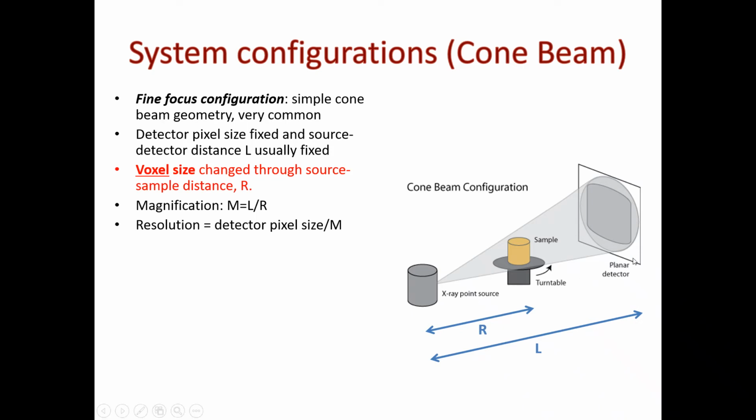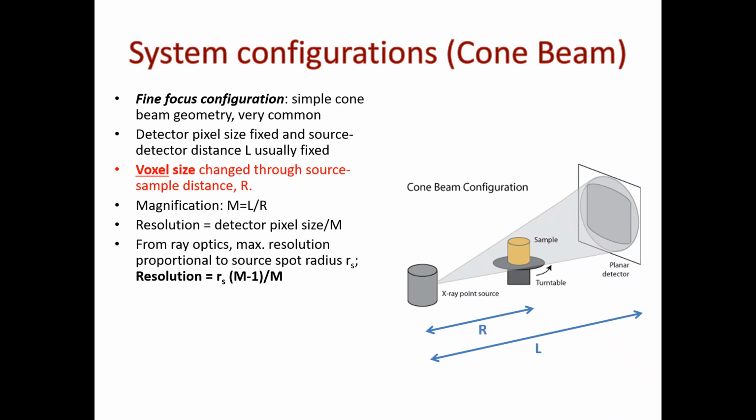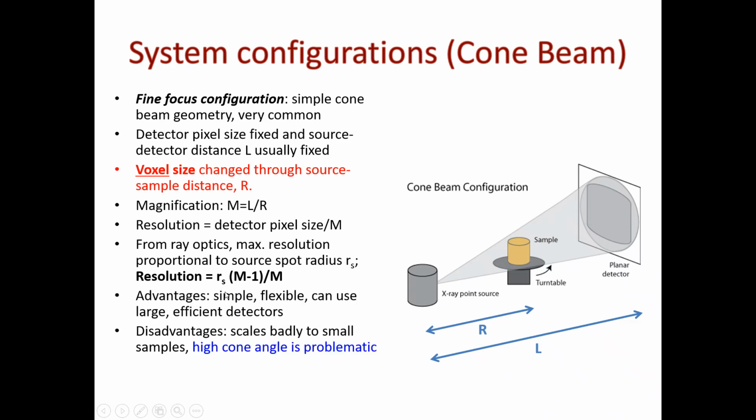Okay, so this distance gives you the magnification, and then the detector itself has certain sensitivity, right? And there is a pixel size on the detector itself, just like on this screen, and that you divide by magnification, which gives you the ultimate resolution. Okay. Now, this maximum resolution is also related to the spot radius. Okay? So ultimately, you get the following formula as resolution.